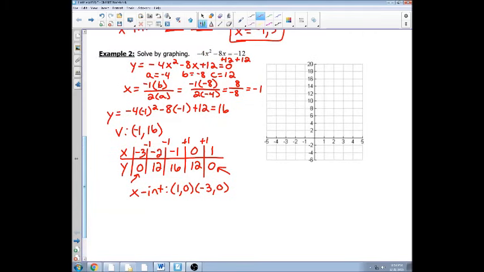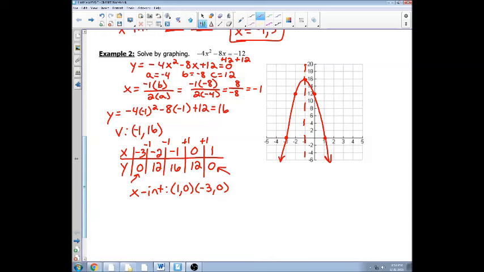So I would go to negative 1, positive 16. I would go to 0, 12. I would go to 1, 0, which means I'd have negative 2, 12, I'm sorry, and negative 3, 0. And there's our graph. Remember that this is our axis of symmetry, or the x value I found earlier.